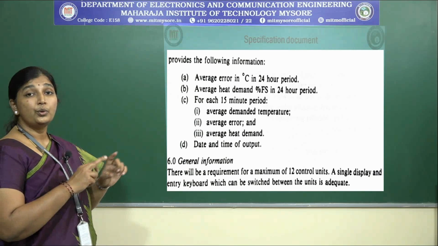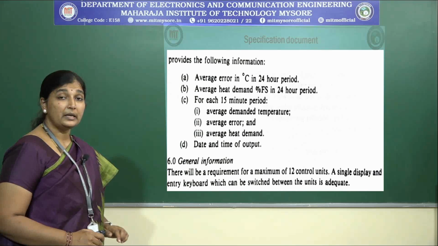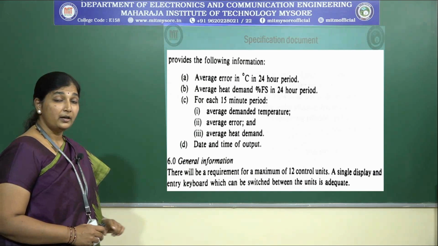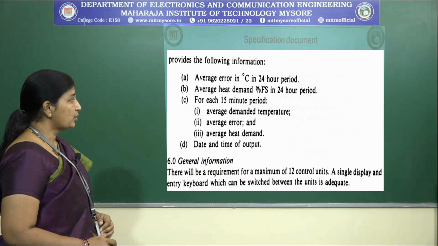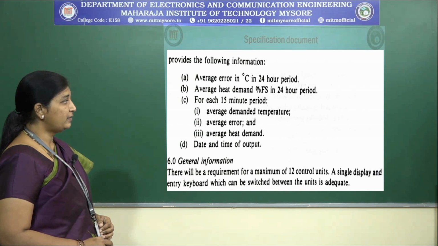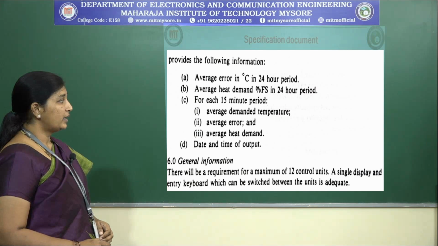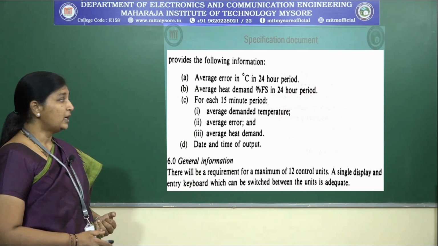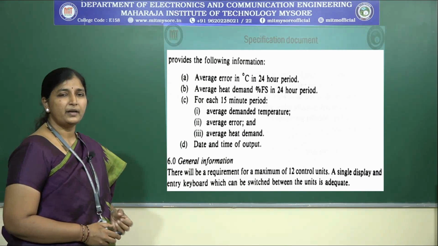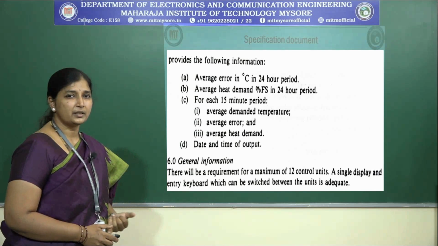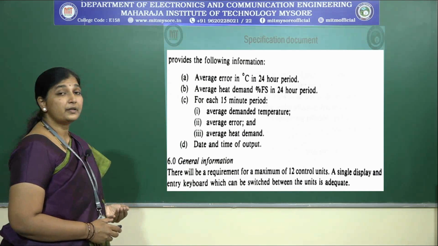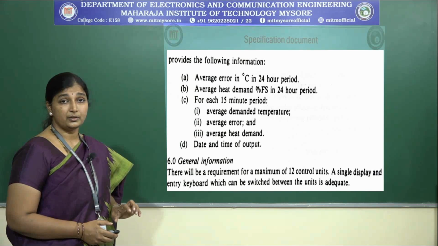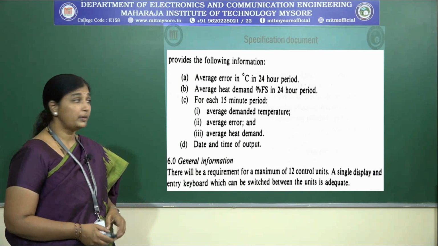This is how you are going to list out the entire specification of the hot air blower during the planning stage. The final part will be the general information. There will be a requirement for a maximum of 12 control units, and a single display and keyboard which can be switched between the units is adequate. The general information has to be provided, wherein you talk about how many control units you can accommodate and what kind of display you are using. You have a keyboard entry and a monitor for display.